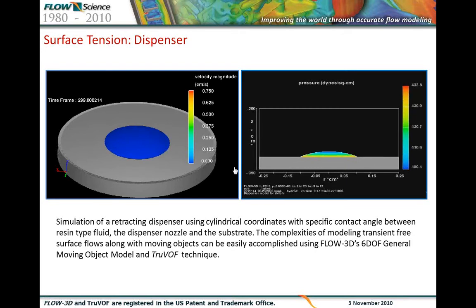The general moving object model was used to simulate the dispenser motion. So you can have substrates here and nozzles with specific contact angles, where you give an initial contact angle for surface tension, and we calculate dynamic contact angles through the flow. We can simulate both wetting and non-wetting fluids.